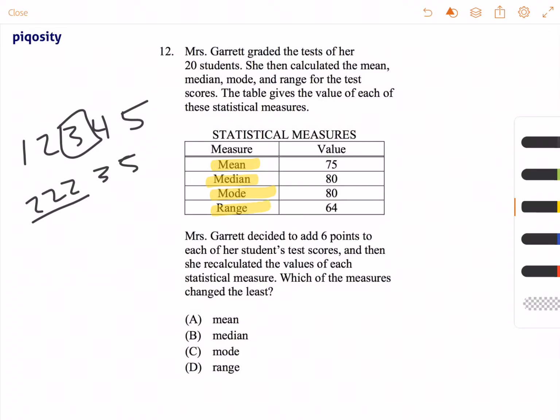And then you have range. Range is the difference between the smallest value and the largest value. So in this case, 1 and 10, so the range is 9.